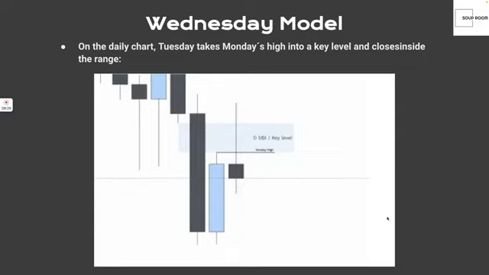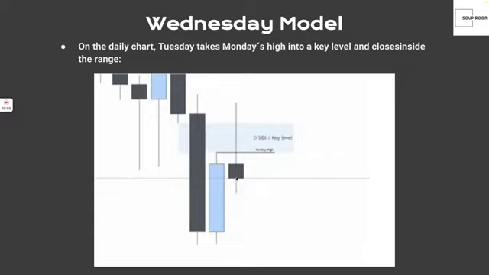Taking a look at this example right here. This is a daily chart. Monday's range high right here, Monday's range low. Tuesday takes Monday's high into a key level, which is this fair value gap right here, and then closes inside the range. We wicked above Monday's high. We did not close above it. Wicked above Monday's high into a key level and closed back below.